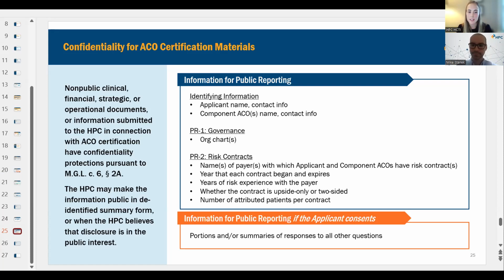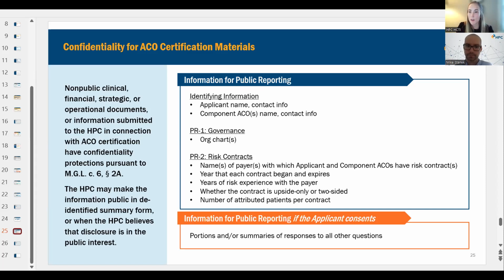So with that, there's a small set of data that we plan to publicly report on in an identifiable way that's listed here on the left-hand side of the slide in the blue box. And you can generally find those basic pieces of information about ACOs in the ACO profiles that the HBC periodically releases, and we recently released an updated version that many of you had reviewed and is now available online.